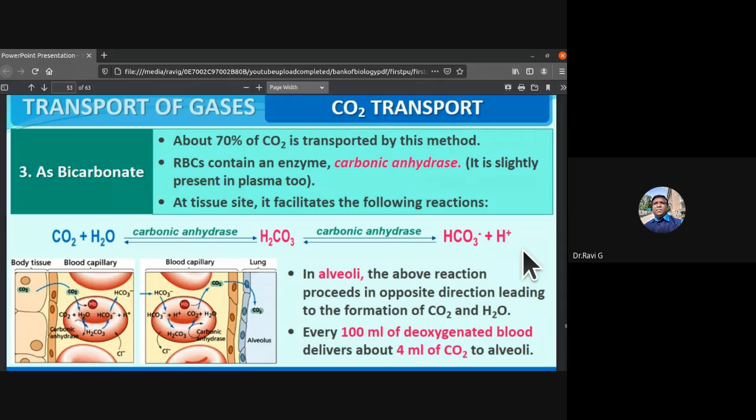Every 100 ml of deoxygenated blood delivers about 4 ml of carbon dioxide to alveoli. So for 5 liters of blood, it would be 200 ml of carbon dioxide. Whereas for 100 ml of oxygenated blood, the oxygen is 5 ml, so totally for 5 liters, it is 250 ml. And carbon dioxide, for every 100 ml of deoxygenated blood, is 4 ml, so for 5 liters, it is 200 ml.